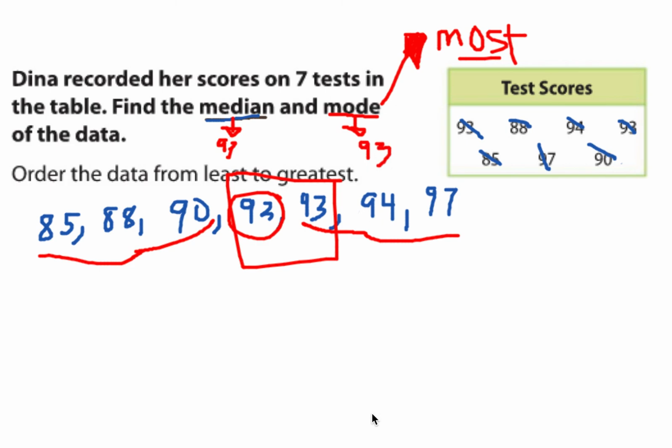Sometimes there is no mode because every number occurs one time. Sometimes there are 3 modes because there are some that occur exactly the same amount of times. Maybe there are 3 numbers that occur twice. So you could have 3 modes as well. It just depends.